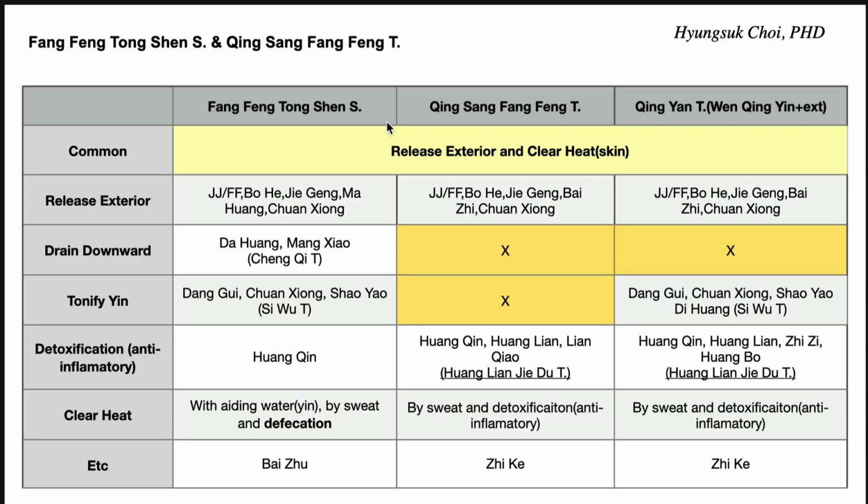Here is a comparison table of all these formulas, Fang Feng Tong Shen San, Qing Shang Fang Feng Tang and Qing An Tang. All these formulas have the parts clearing heat and releasing exterior. And these are the herbs releasing exterior, very similar. Only Fang Feng Tong Shen San has Cheng Qi Tang and Shi Gao, clearing Yangming heat. And Qing Shang Fang Feng Tang does not have Si Wu Tang. But Fang Feng Tong Shen San has Si Wu Tang except Shengdi Huang. Qing An has all of Si Wu Tang, not Shudi Huang but Shengdi Huang, because this is a clearing heat formula. And Qing Shang Fang Feng Tang and Qing An Tang have Huanglian Jiedu Tang, but Fang Feng Tong Shen San has only Huangqin.